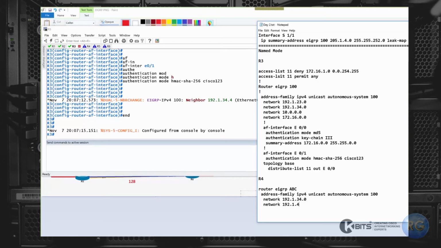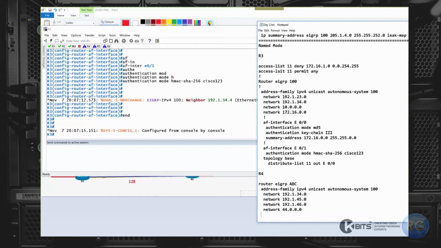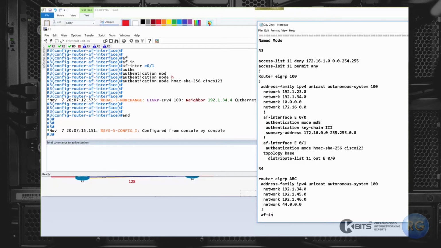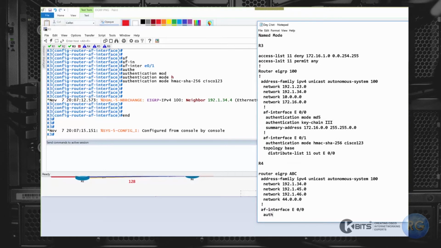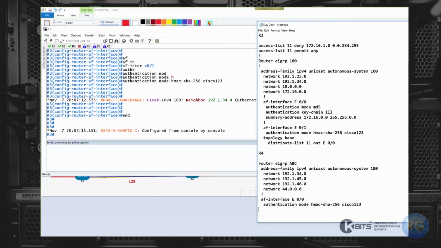I had 45. I had 46. I believe I had a 44. You guys got the gist? And then the AF interface, and then the authentication mode, HMAC SHA-256. Fancy stuff, man.